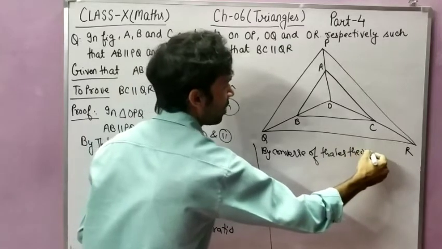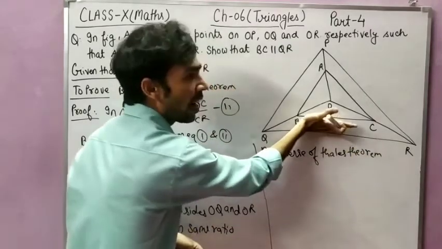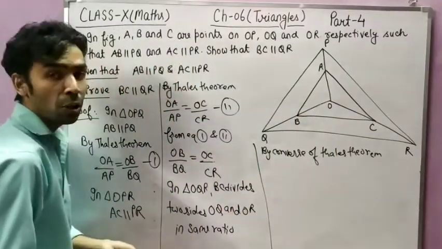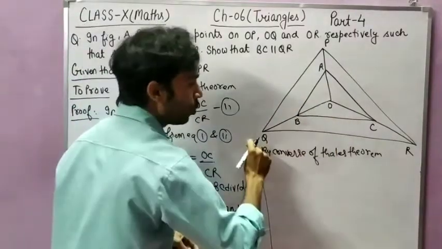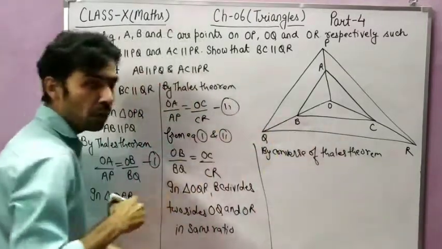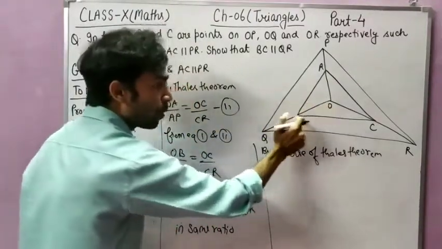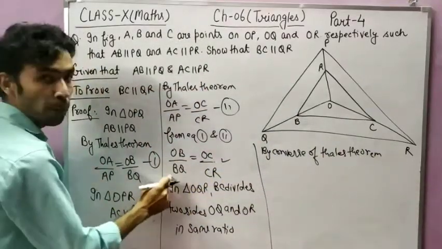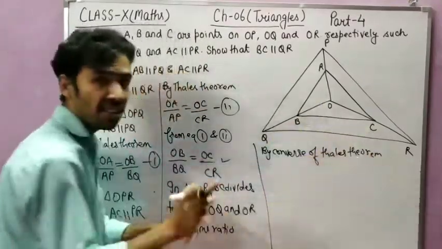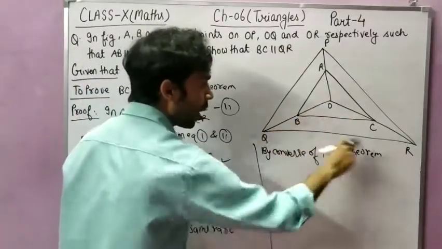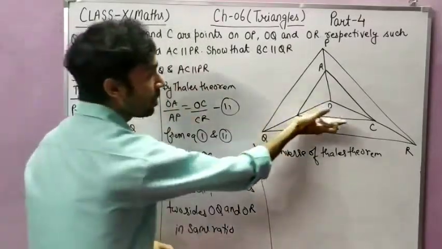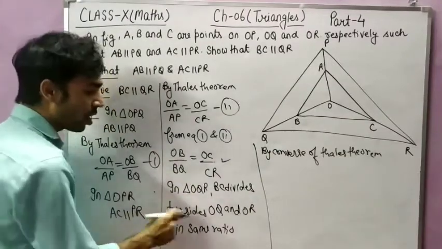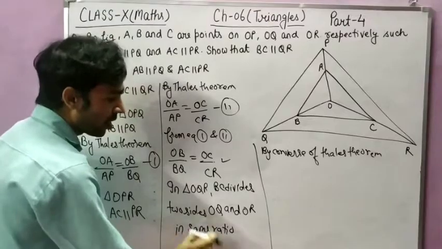What is converse of Thales theorem? When a line divides the other two sides of the triangle in the same ratio. कौन सी है other two side? OQ and OR, और उनको सेम रेशियो में डिवाइड कर रहा है. BC means OB upon BQ is equal to OC upon CR, जो कि यहाँ पर आया है. और ये किस ट्रायंगल में है? इन ट्रायंगल OQR. और कौन सी लाइन डिवाइड कर रही है? BC.